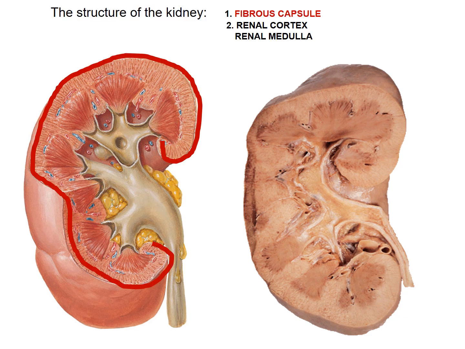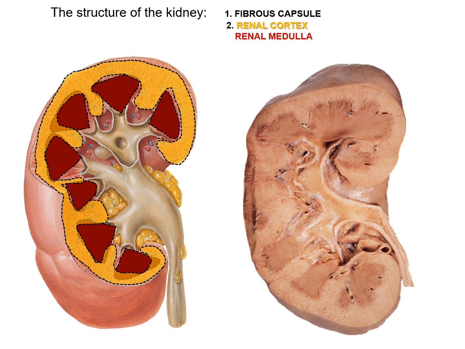The internal structures of the kidney are: outside we have the fibrous capsule, and inside we have the renal cortex and renal medulla. The red color represents the position of the fibrous capsule. Inside, the kidney can be divided into an outer pale cortex and an inner dark medulla. The yellow color represents the position of the renal cortex, and the red color represents the position of the renal medulla.